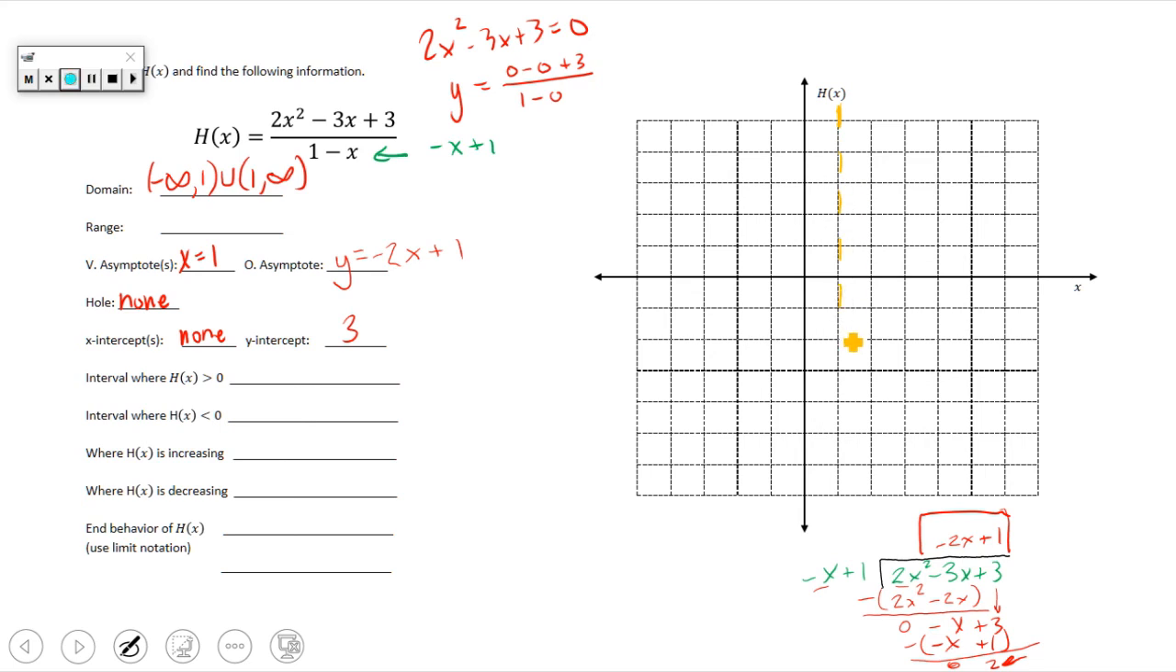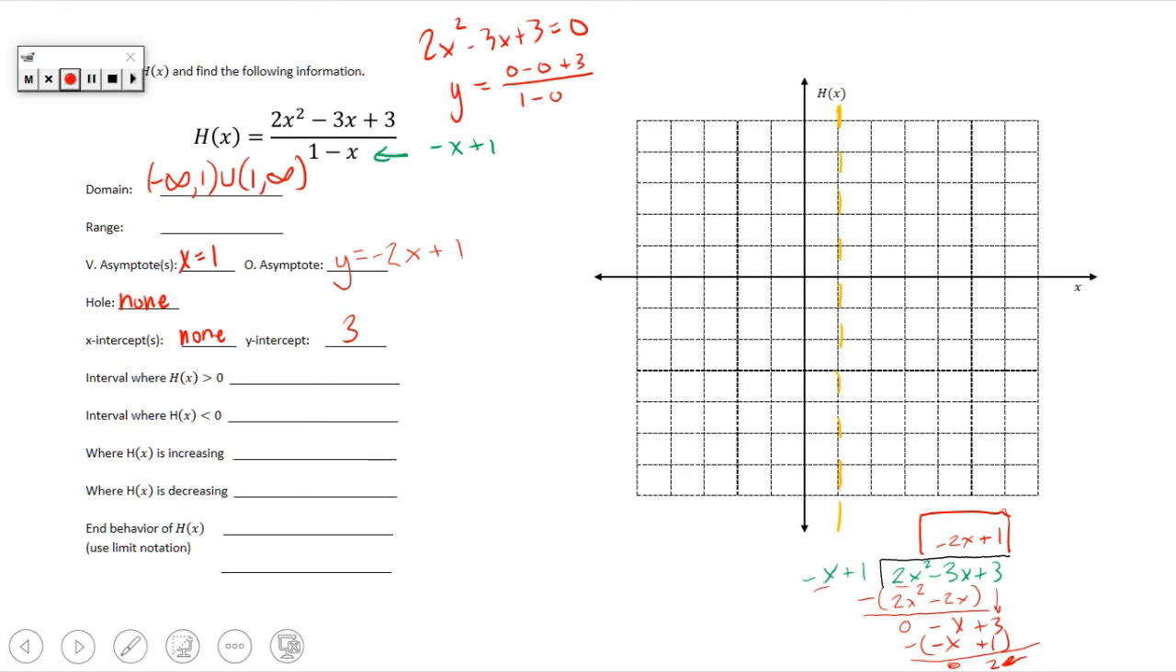Oh, there we go, that's 2 c's right there. Okay, then we want to put in that oblique asymptote, which would be a line with a slope of negative 2 that goes to the y-axis at 1. So there's 1, and then I would want to have another point there, and another point there, and another point there, another point there.